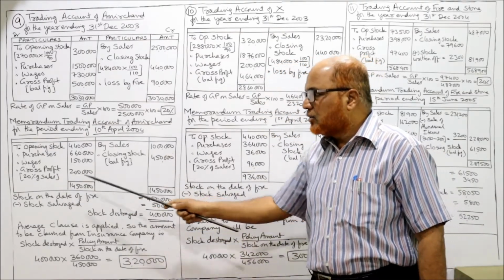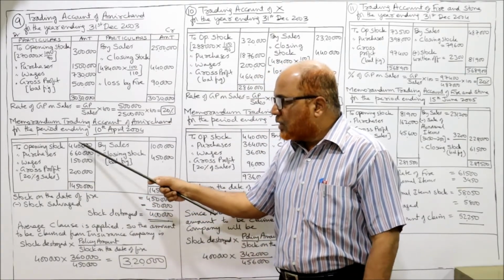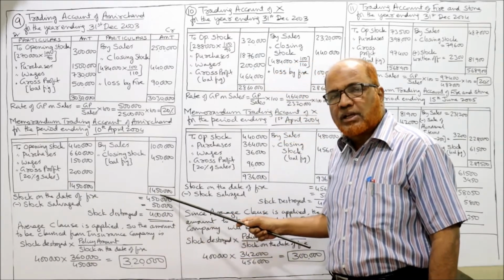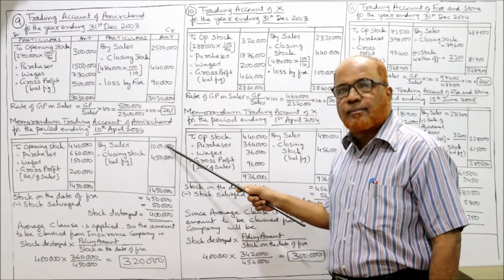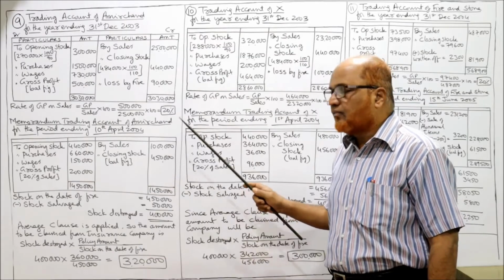Sales are 10 lakh. So 20% of 10 lakh is 2 lakh. That's all. So we have taken all the items on the debit side. Take the total, 14 lakh 50,000. From 14 lakh 50,000 subtract 10 lakh. The balancing figure, closing stock, is 4 lakh 50,000.